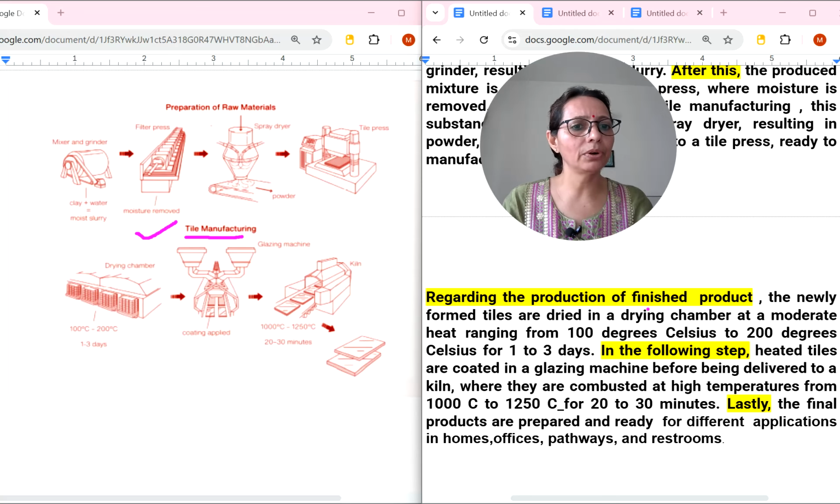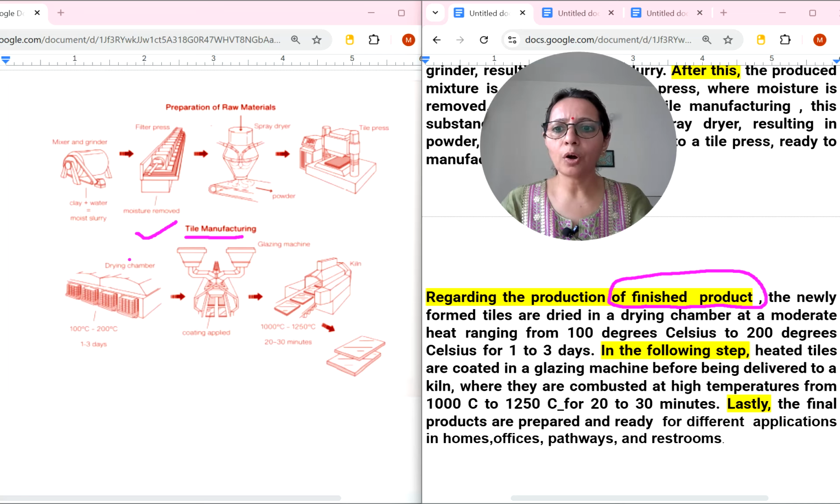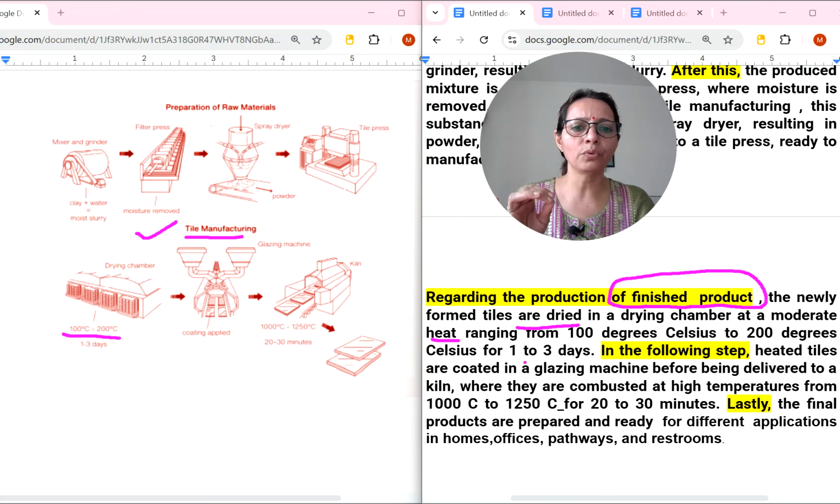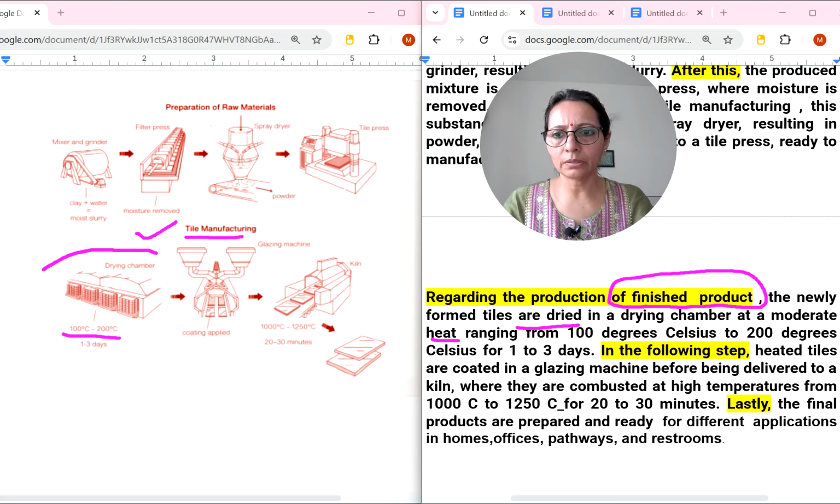Let's start regarding the production of finished product, or you can start in the second major stage or step, the newly formed tiles. So here we are talking about tiles. The newly formed tiles are dried in a drying chamber at a moderate heat. See this, if you don't want to use this word moderate, then it is okay, at a heat ranging from 100 degrees Celsius to 200 degrees Celsius for 1 to 3 days. So this we have explained.